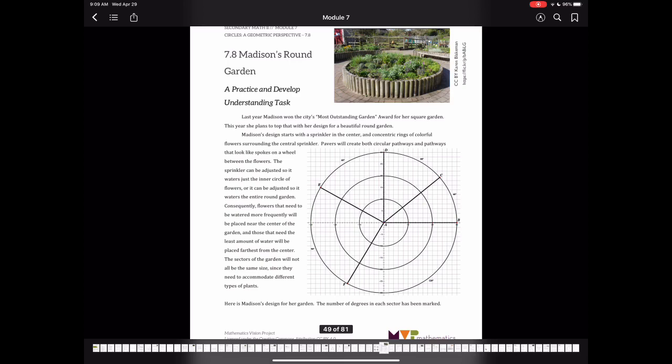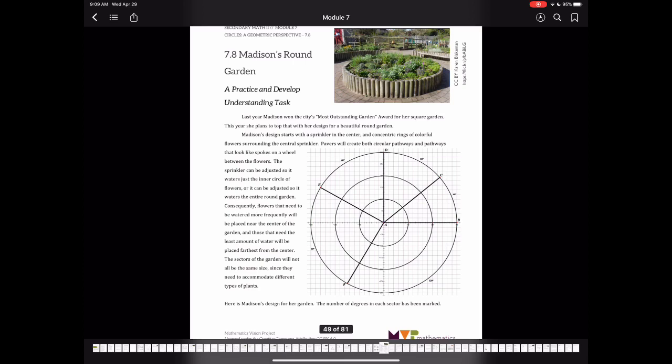Madison's design starts with a sprinkler in the center and concentric rings of colorful flowers surrounding the central sprinkler. Pavers will create both circular pathways and pathways that look like spokes on a wheel between the flowers. The sprinkler can be adjusted so it waters just the inner circle of the flowers, or it can be adjusted so it waters the entire round garden.